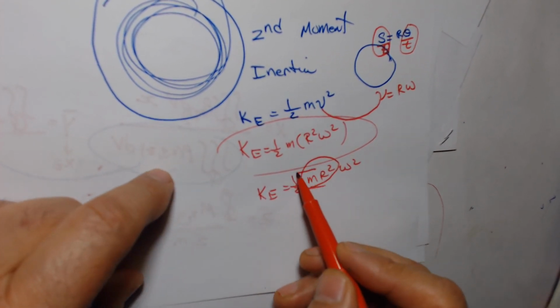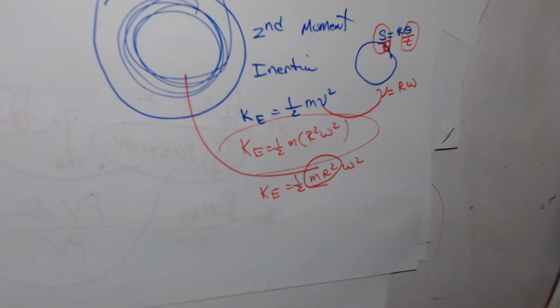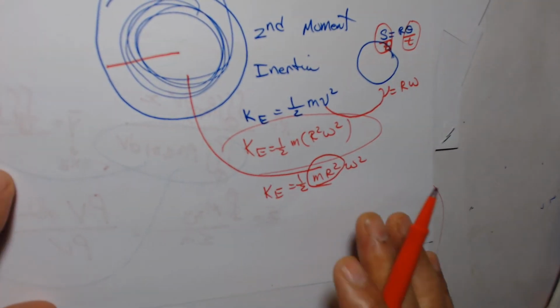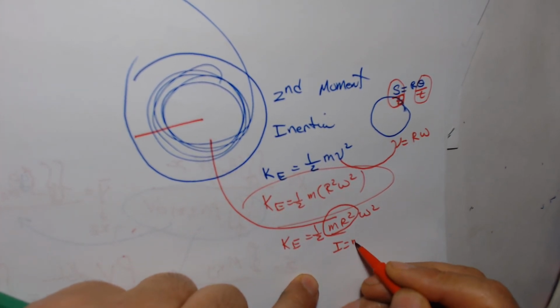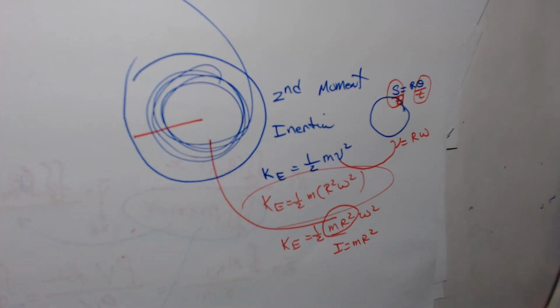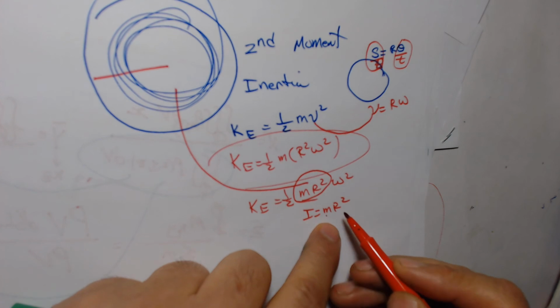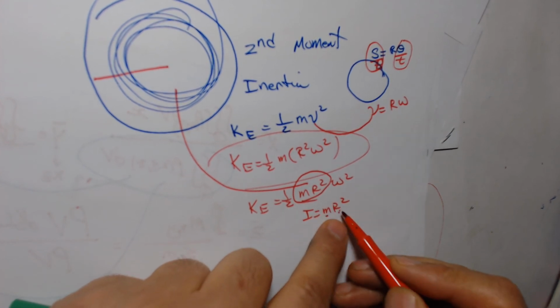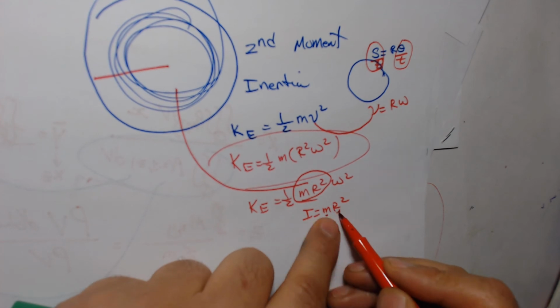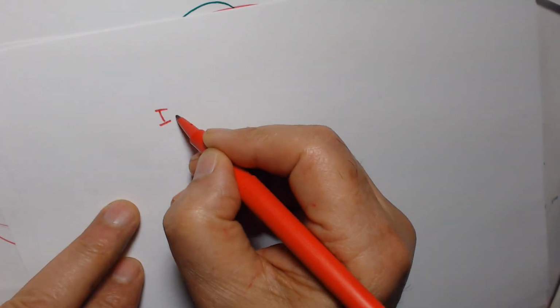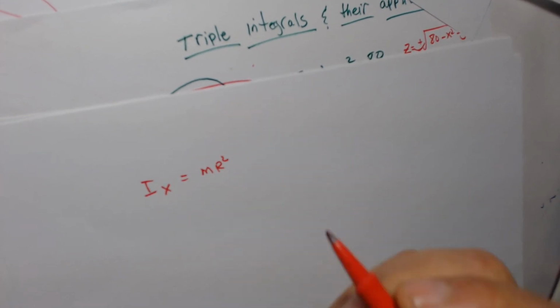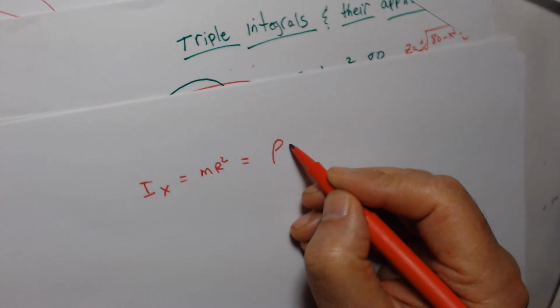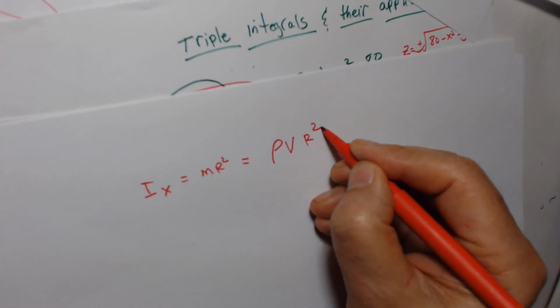This m r squared is exactly what you do right here, because this is the radius of your rotation. That is the radius of your gyration. Therefore, this is called the moment of inertia. The difference between this and the moment was mass times distance. Moment of inertia is mass times the square, but the distance must be a radius. Therefore, what is the moment of inertia for Ix? That's not hard. It's m r squared. What is the mass? Rho times v times r squared.